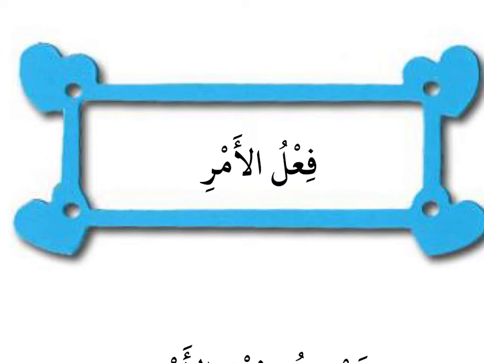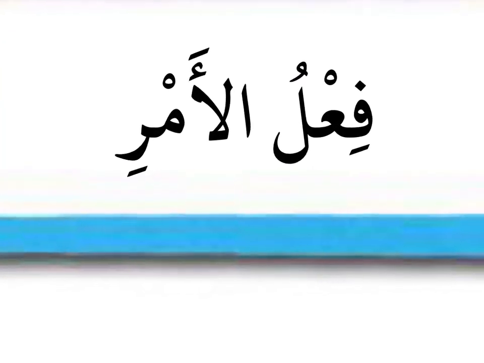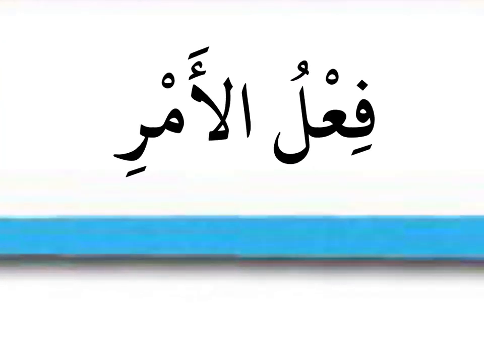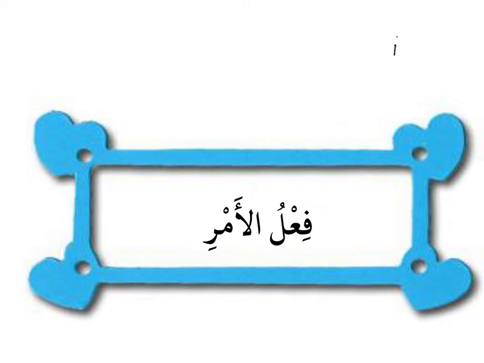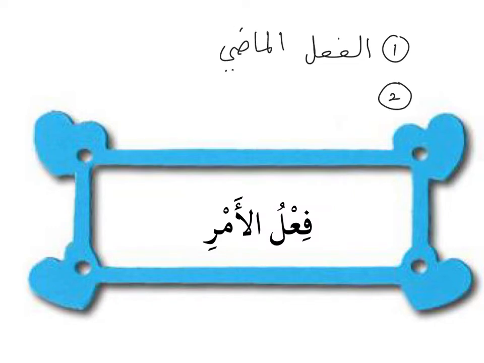Bismillahirrahmanirrahim. In today's lesson, we are going to learn about فعل الأمر. فعل الأمر is another type of verb that exists in اللغة العربية. In the previous lessons, you have learned two types of verbs. The first one is الفعل الماضي, which is the past tense. And you have also learned the second type, which is الفعل المضارع, which is present tense. So these are the two types of verbs that we have learned.